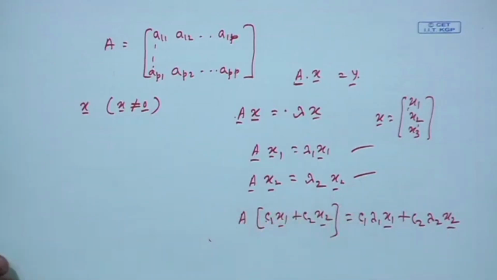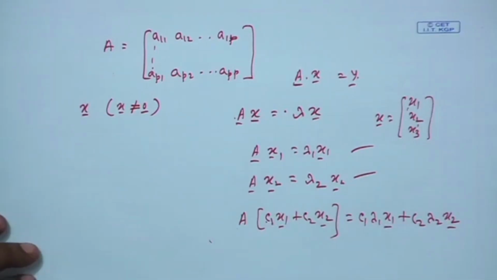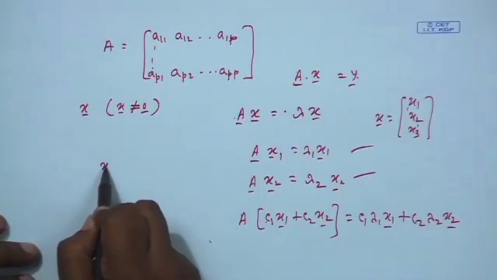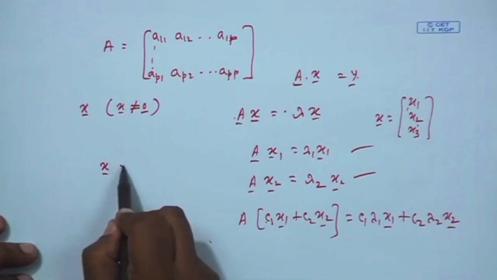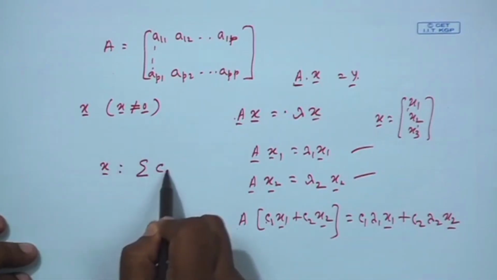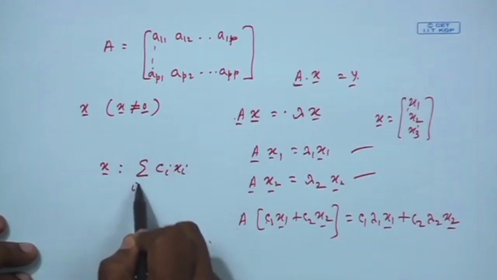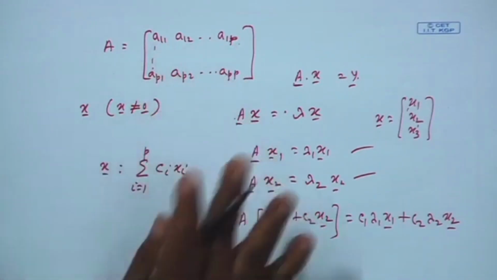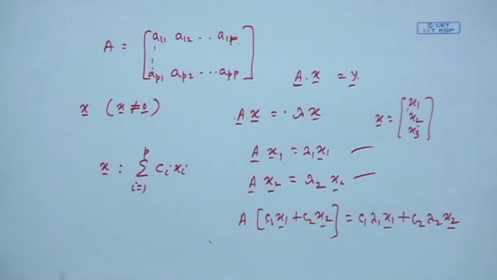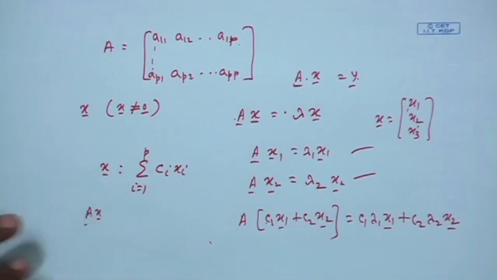That is the big advantage. Now, the question is, if I give you any arbitrary vector x, could you write it as a summation of eigenvectors, the sum of c_i x_i, with i equal to 1 to p? There can be a maximum of p eigenvectors. Then A times x is very easy to compute.